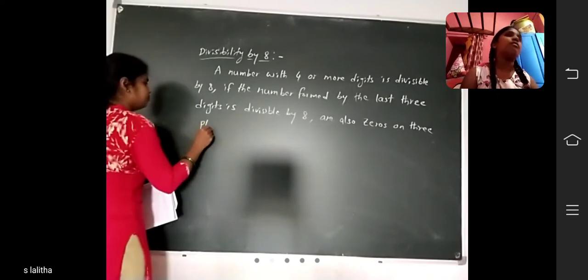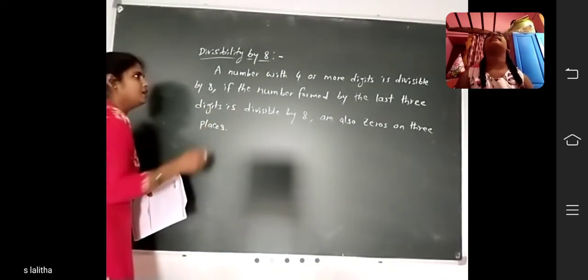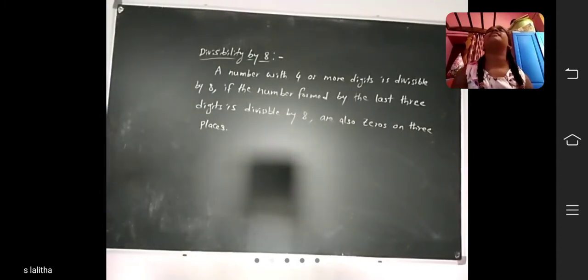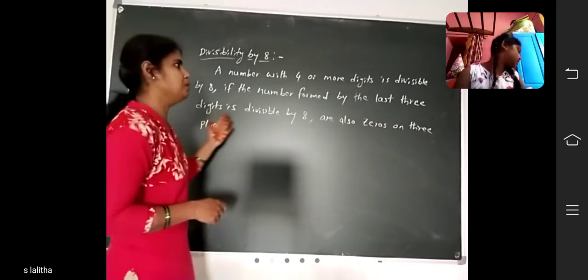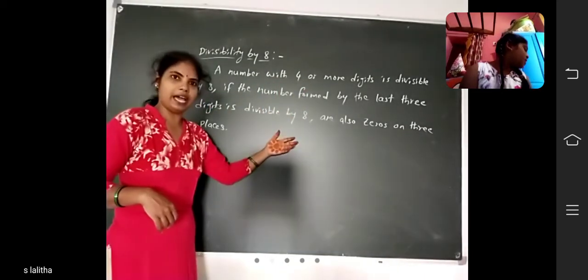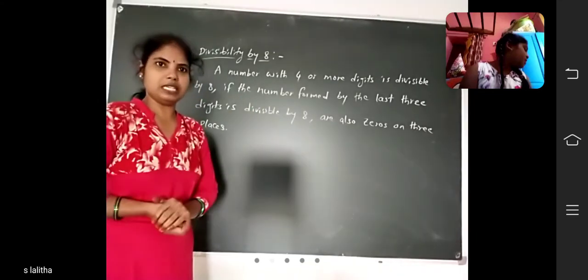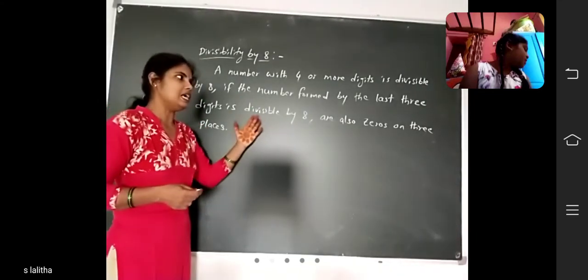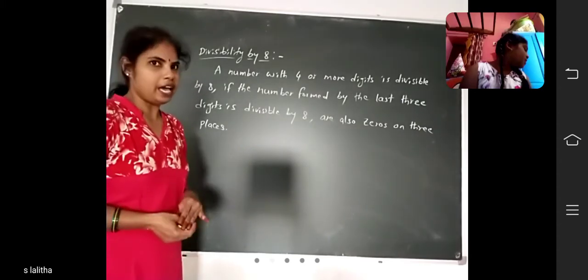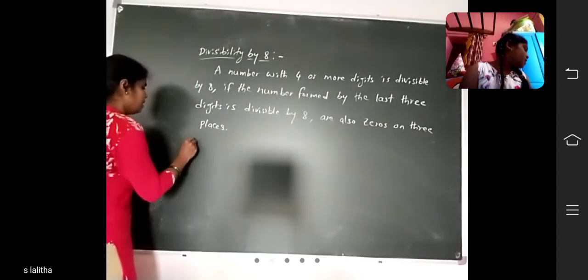Same as divisibility by 4. In divisibility by 4, we observe the last two digits, but here in divisibility by 8, you have to observe the last three digits. If the last three digits are divisible by 8, then the whole number is divisible by 8. Or if the last three digits are zeros, then that number is divisible by 8. Okay, children? Example.